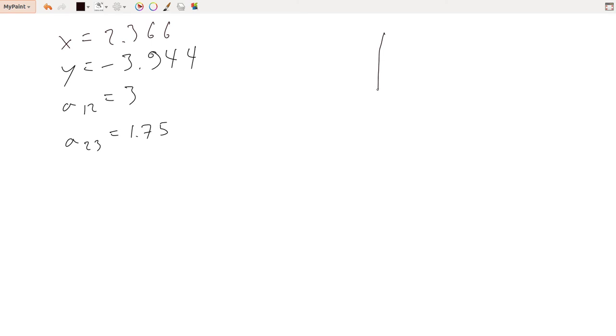So here again is our XY plane, and the end effector is going to be at about 2.33 and negative 3.944, so right about there. We'll call that point P. So we need to find the joint angles given these two link lengths. And we'll start off by finding theta 2 A and B for the elbow up and elbow down configurations.